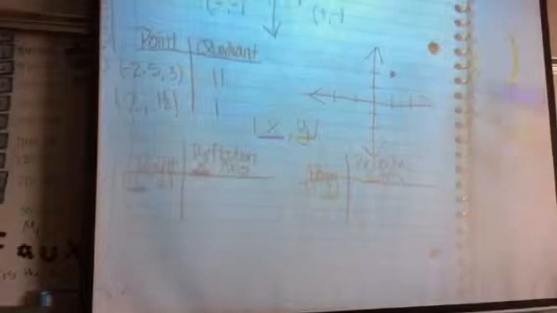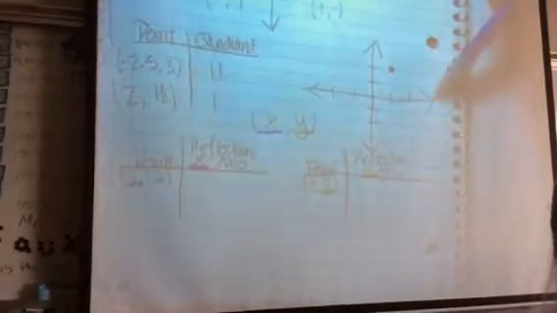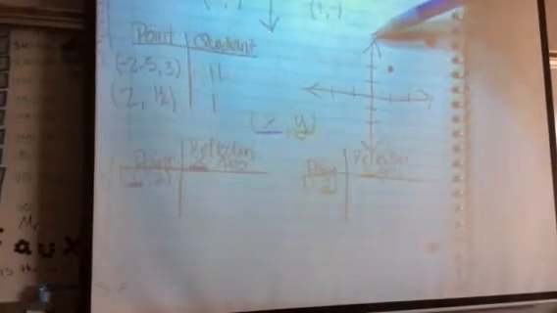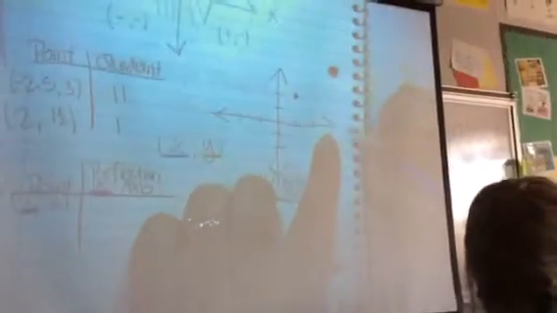Okay. Did I graph this correctly? Yes. I'm going to label my axes, my x-axis and my y-axis. What axis is this one? X. Which one's this one? Y.